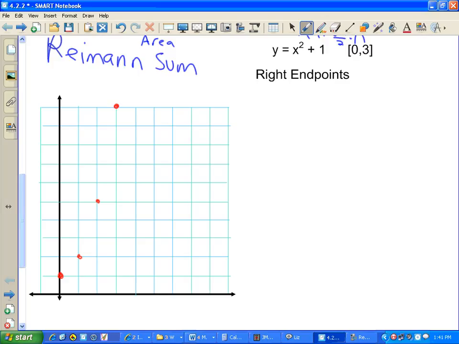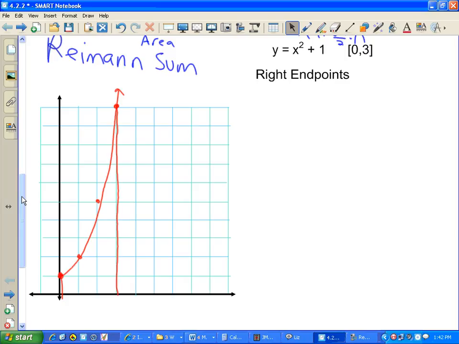Okay, and I want to find the area of this between 0 and 3. So I want the area. So here's my curve. And I want to find the area in this region. Okay, so what I would do is I'd fill those up with a bunch of little rectangles, and I want an infinite number of rectangles in there.